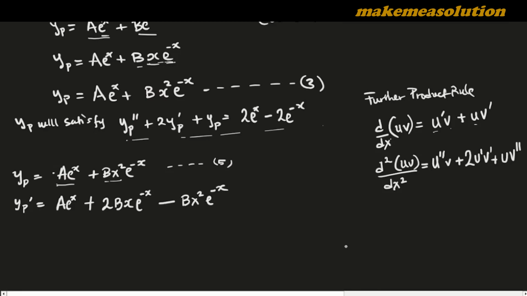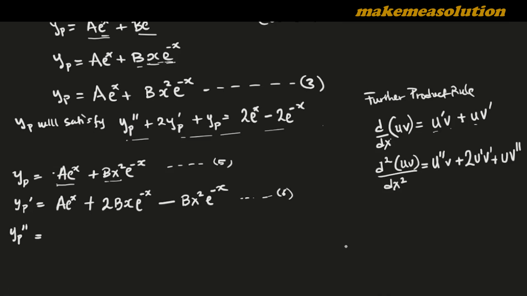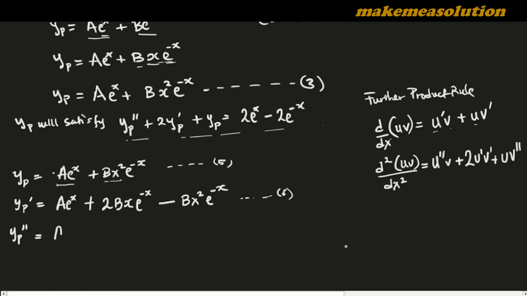So this becomes the expression for yp prime. That is question 6. So let's find yp prime prime. To find yp prime prime, you are going to differentiate this guy just once. If you differentiate it, you're going to get a exponential x. So the tendency will now be to come from here and start differentiating this one once again, right?